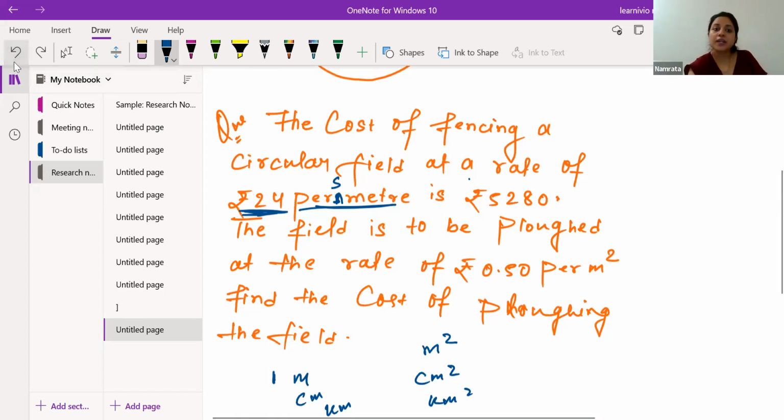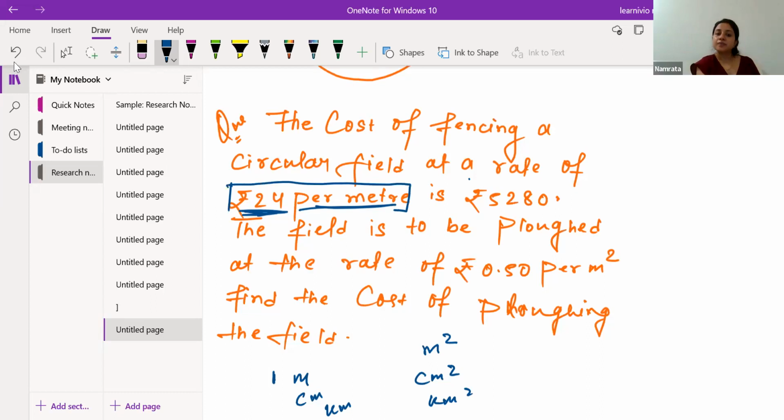Here it says 24 per meter, rupees 24 per meter. That means it is indicating the circumference of the circle. Okay. So to cover the circumference at this price, the total amount spent is this much. That is what we are getting from here. The statement is not that clear, but the unit is indicating that it is talking about the circumference of the circle. Got it? Is it clear? Yes, ma'am.